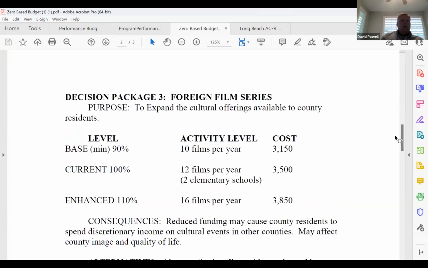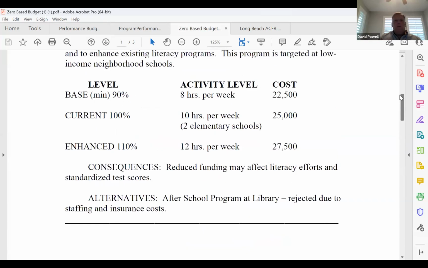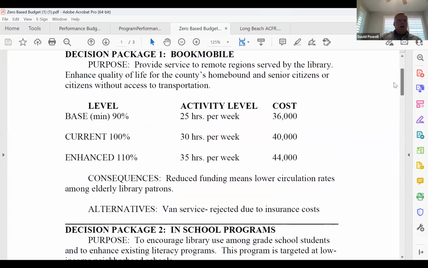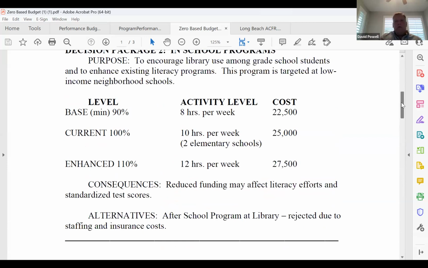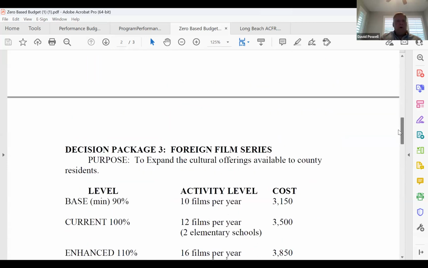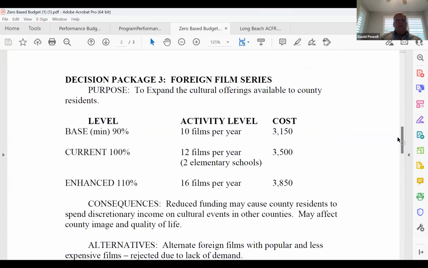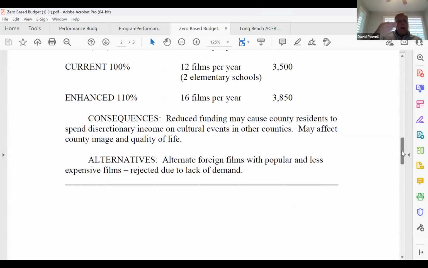And then decision package 3, foreign film series, you get the idea. I'm not going to go through all of them, but you provide all these different decision packages with different courses of action, and then provide the consequences of choosing these different courses of action. You would then rank and prioritize all these different approaches. And so the special programs office may decide that they are going to advocate for 110% enhanced funding for the bookmobile, 100% current funding for the in-school programs, maybe 90% funding for the foreign film series. And they will then rank and prioritize each of their desired alternatives.